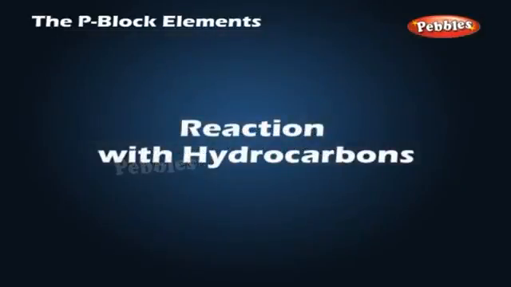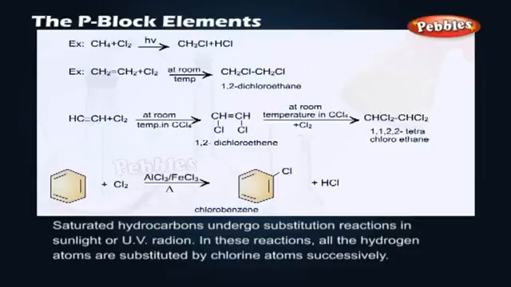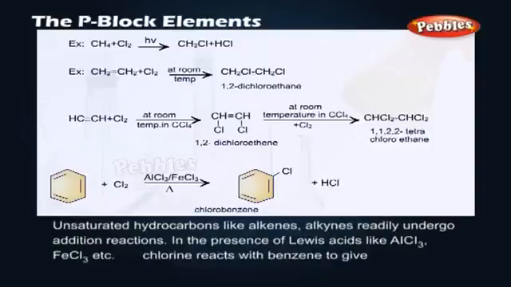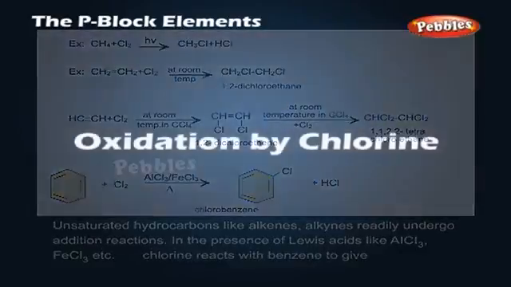Reaction with hydrocarbons. Saturated hydrocarbons undergo substitution reactions in sunlight or UV radiation. In these reactions, all the hydrogen atoms are substituted by chlorine atoms successively. Unsaturated hydrocarbons like alkenes, alkynes readily undergo addition reactions. In the presence of Lewis acids like AlCl3, FeCl3, etc., chlorine reacts with benzene to give chlorobenzene.